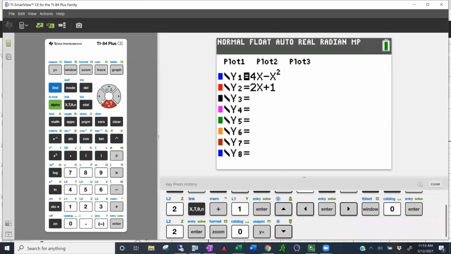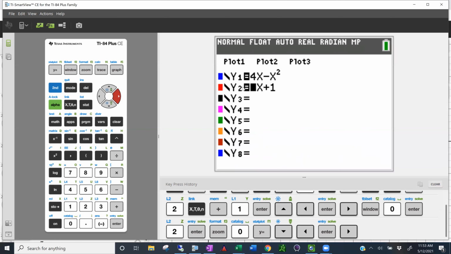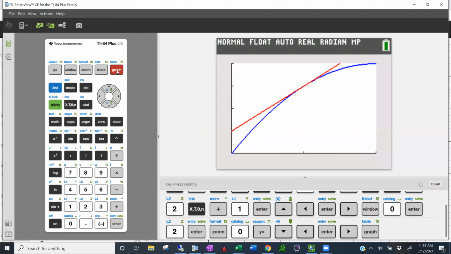So I'll go down here and I'll turn this back on. So I'll just press enter and then I'll hit the graph key again. Notice that once you hit enter, that's toggled on. That equal sign is highlighted with the graph key and it adds it in, just perfect.